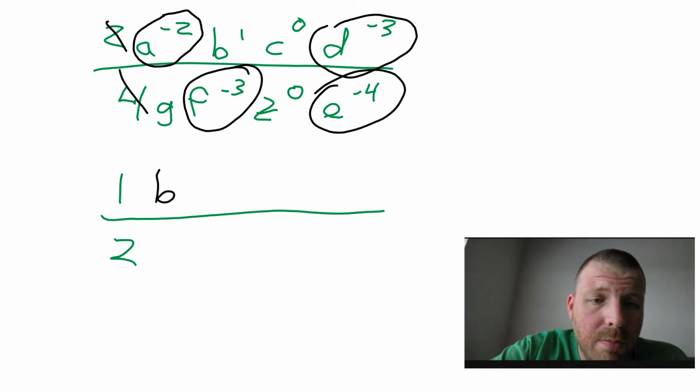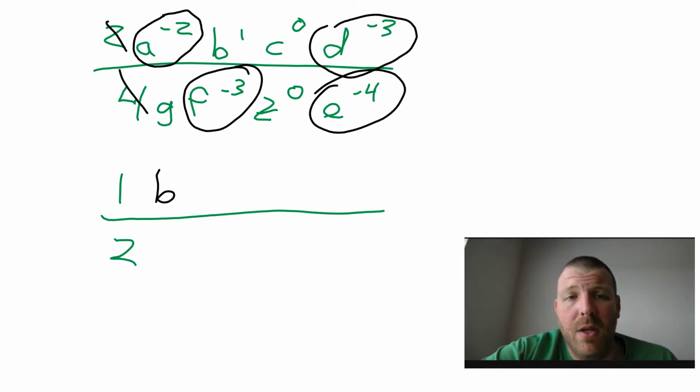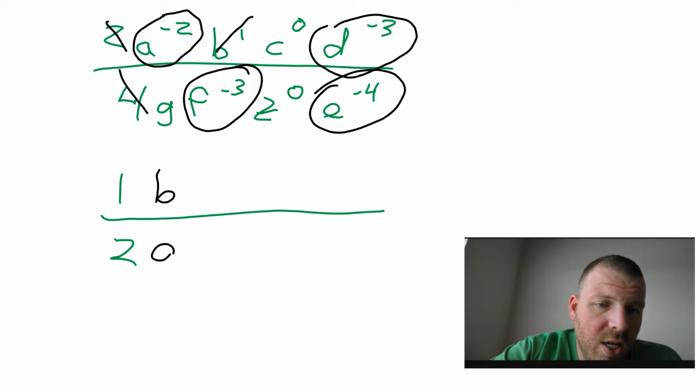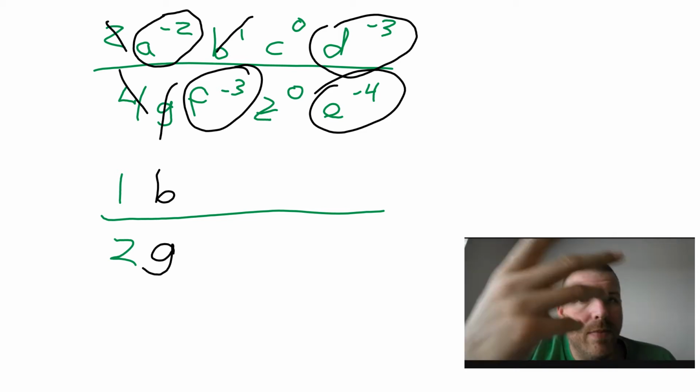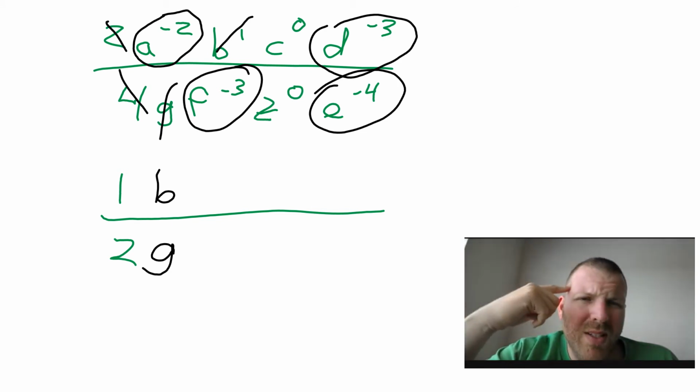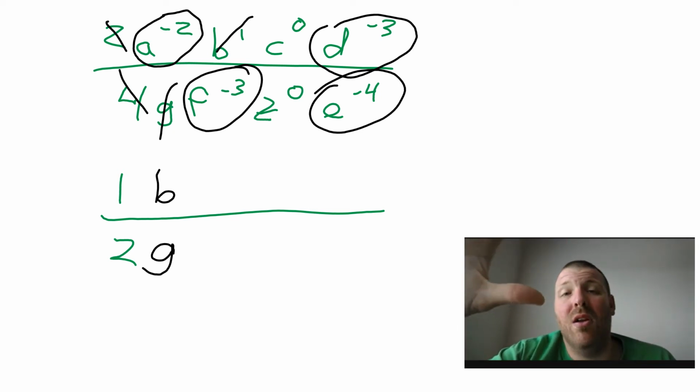So we're going to keep it as b. Well, b to the first is the same as b, so we can cross that out. And I see a c to the 0, I see a z to the 0, and I see a g. Well, the g can stay because it's not positive or negative, so we don't have to move it around. But the c to the 0 and the z to the 0, back the train up.